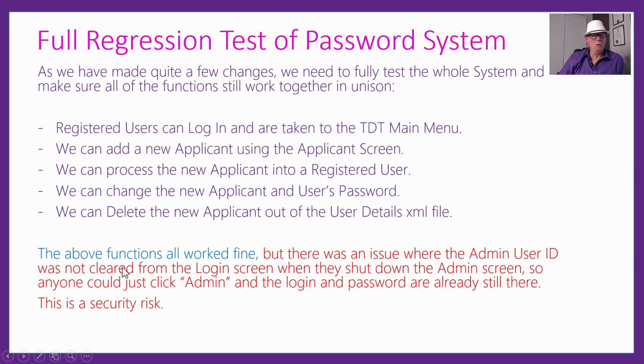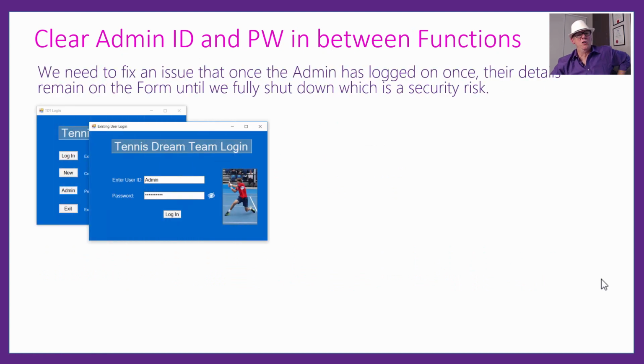But we did find one issue while we were doing that, and that's that the admin user ID wasn't cleared from the login screen, which is a bit of a security risk. So we'll try and explain this to you. What happens is if you click the admin and log in as admin and put the password in and go off and do admin stuff and then finish that. Then you come back in and click login because you want to test that the user you just activated actually works. What'll happen is when you've clicked login, it goes to the login screen, but the administrator user ID and password's just sitting there for anyone to grab and use and go to the administration screen.